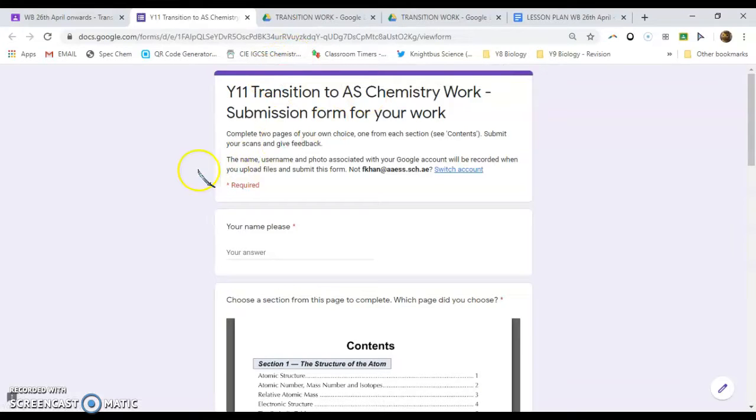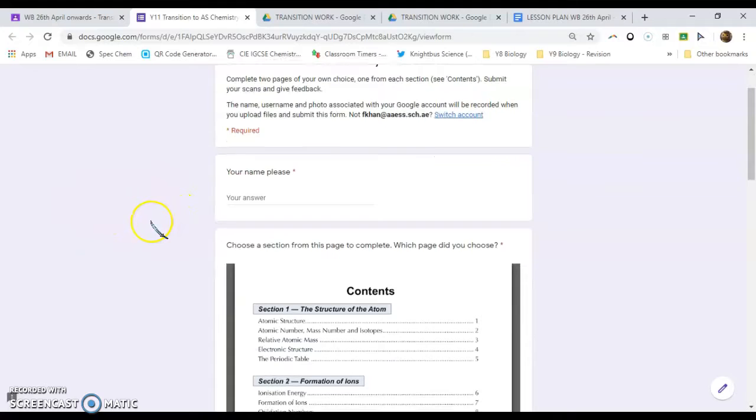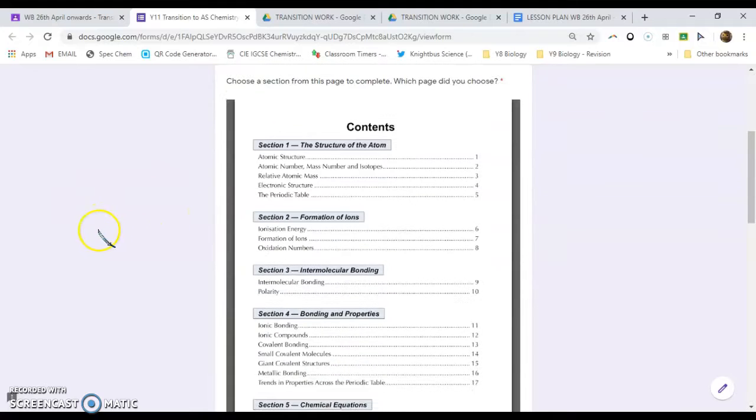Once you've done that, what I'd like you to do is fill this in. This is your submission form. You can fill out your name, and I've got a copy of the content. I would suggest that you click on the quiz first, just to make sure that you know exactly what's going on, but you've got this being described right now, so that's fine.